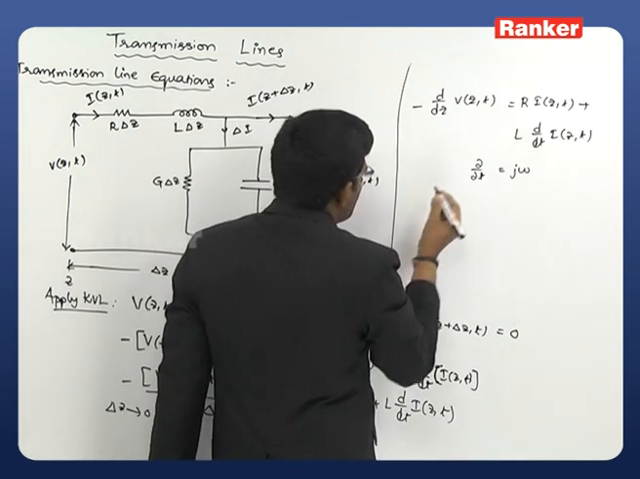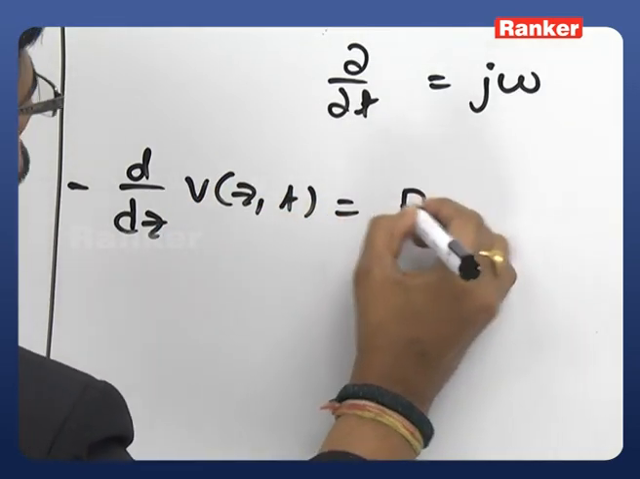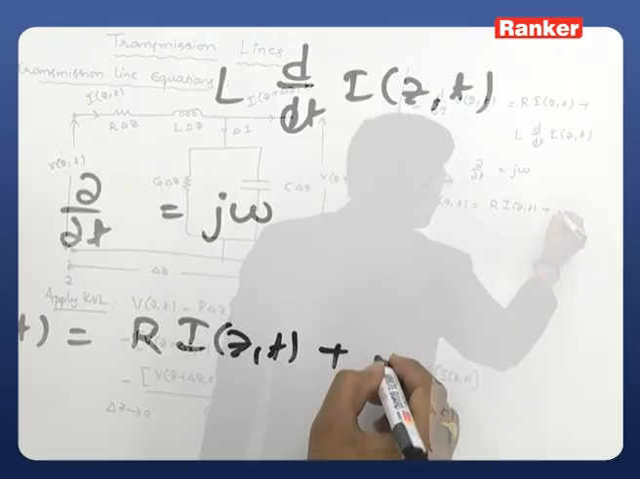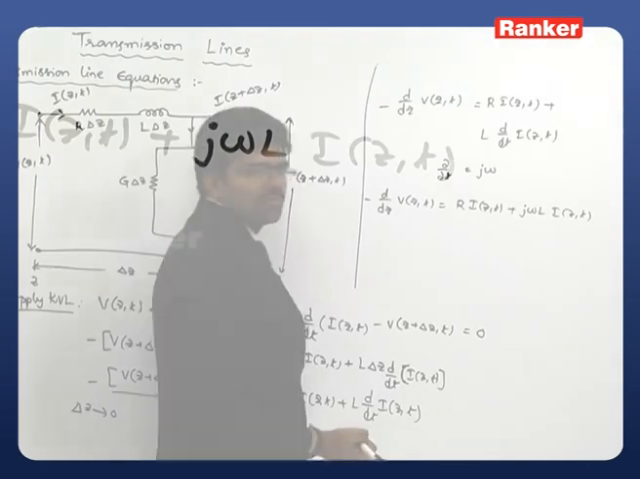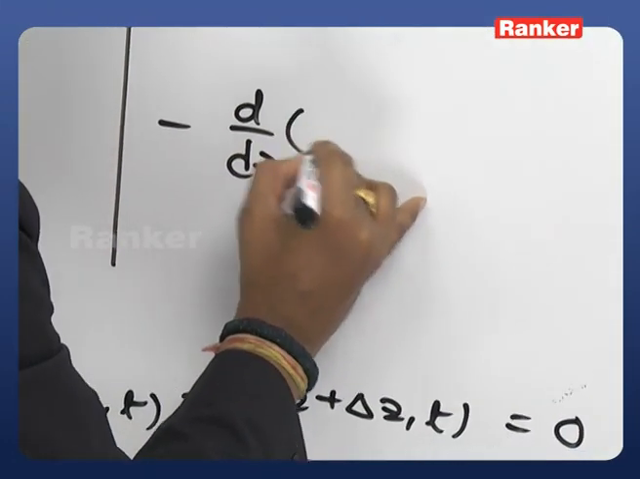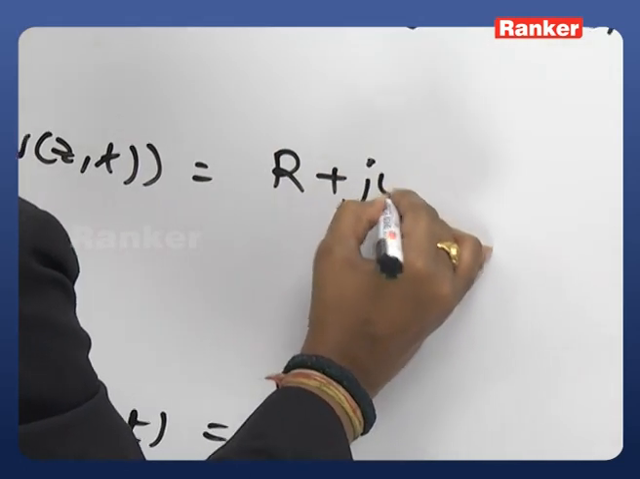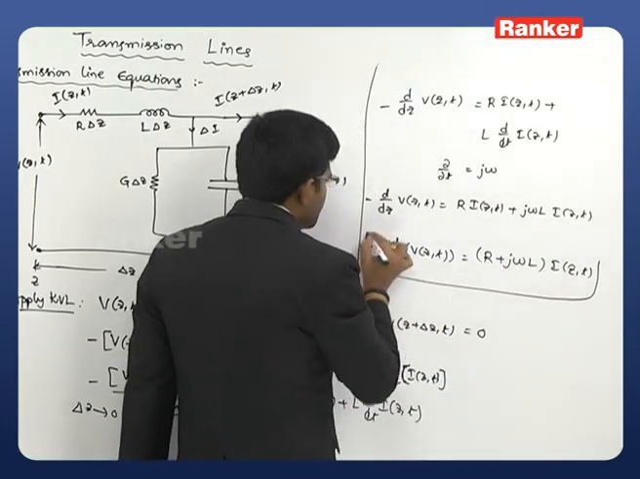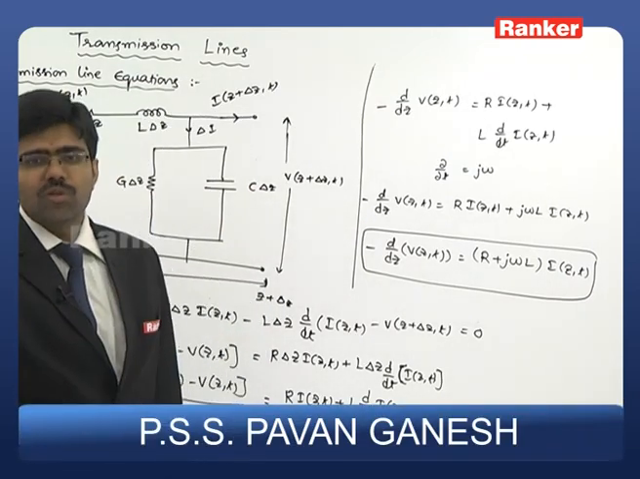So what is the modification in this one? Minus d by dz of V of z comma t is equal to r I of z comma t plus L, and instead of d by dt I can write j omega. So I am writing this as j omega L I of z comma t, right. Just rearrange this equation: minus d by dz of V of z comma t is equal to r plus j omega L times I of z comma t. This is a basic equation. Don't think that this is the equation that we require. This is an intermediate equation which is useful for obtaining the wave equations.